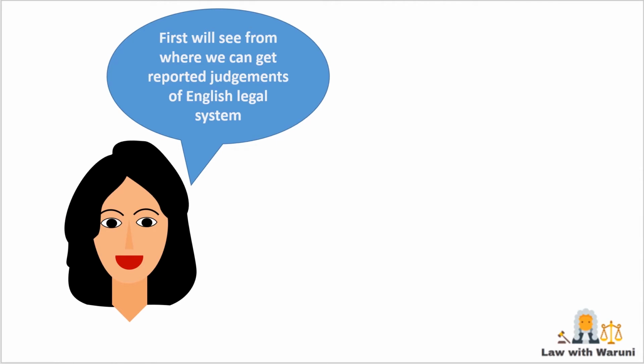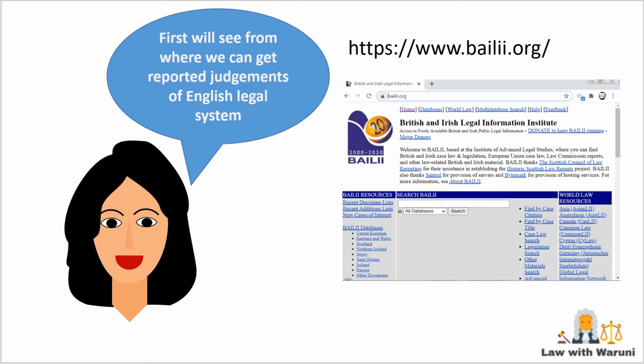First, we will have a look at where we could get these reported judgments of the English legal system. Currently, all these judgments are reported in electronic media. Therefore, anyone can easily access this website, which you can see on the screen, and search for the judgment you want.